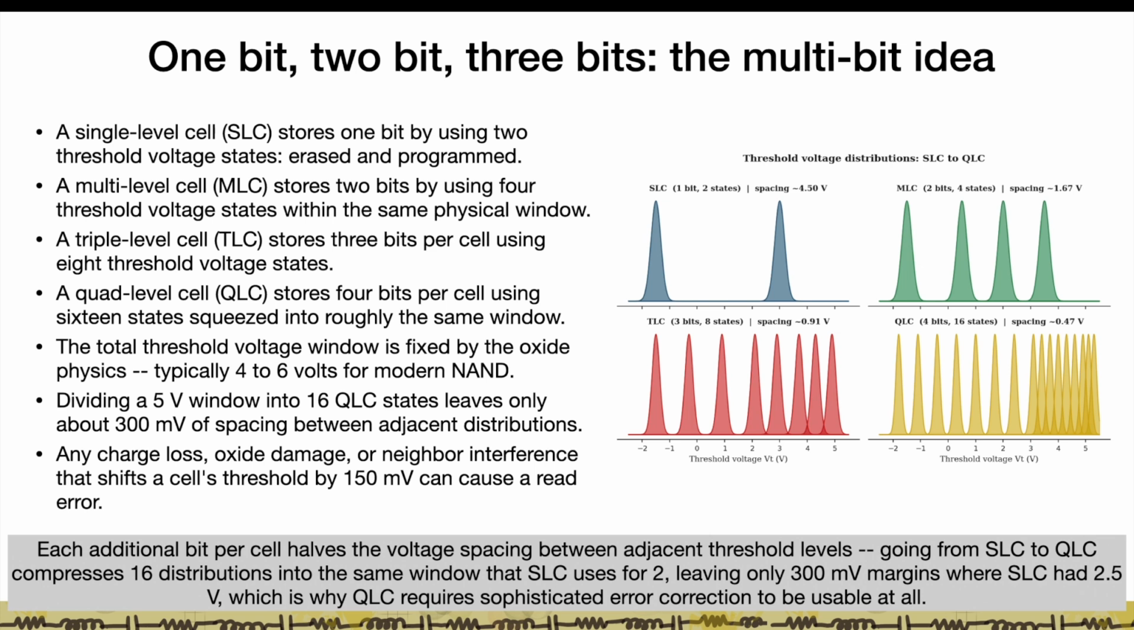Now, the choice of SLC, MLC, TLC, or QLC is entirely a trade between cost per bit and reliability per bit. Every additional bit per cell reduces cost. Every additional bit per cell reduces the sensing margin. Those are not independent statements, they're the same statement.